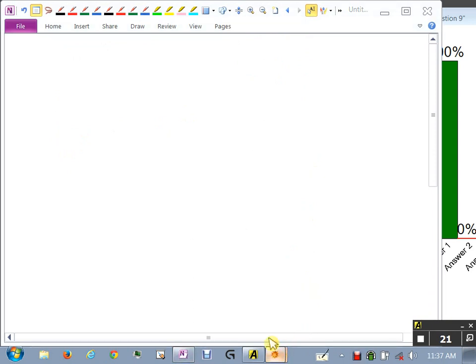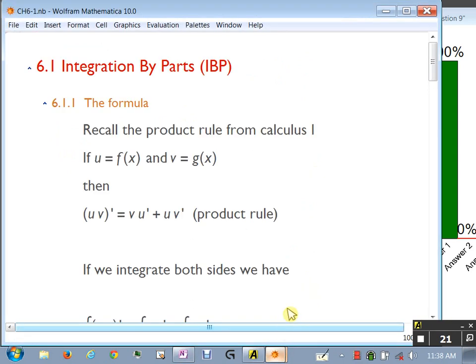So now we move to the next technique of integration. Were these notes online? I think they were. The next technique of integration is known as integration by parts, or IBP. And it's very interesting where this thing comes from, all right?